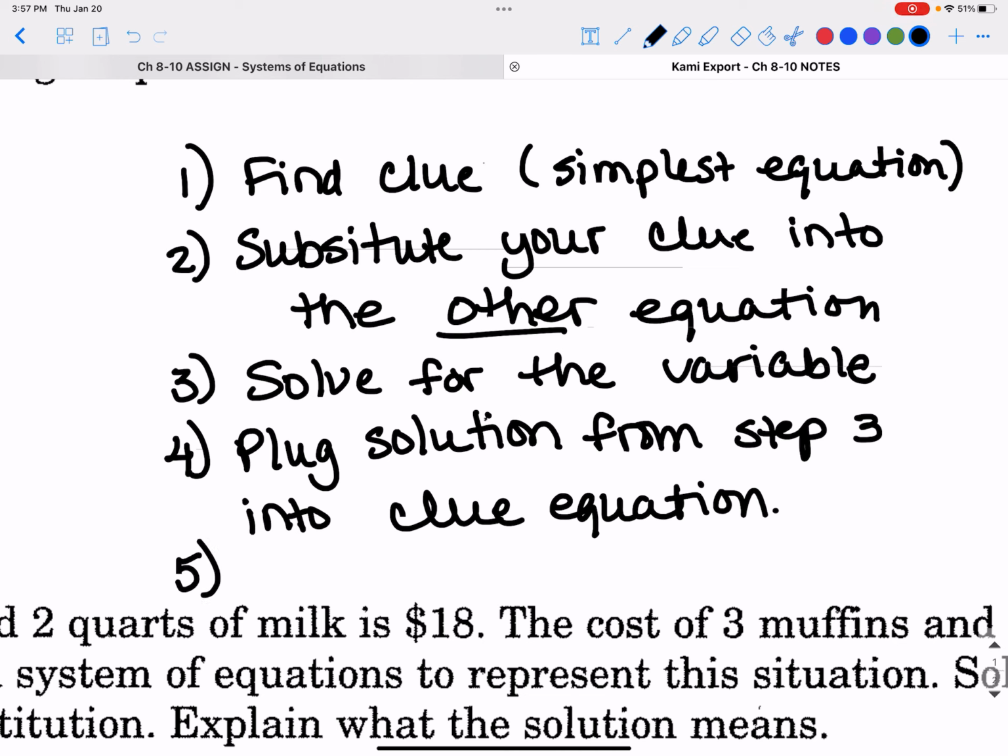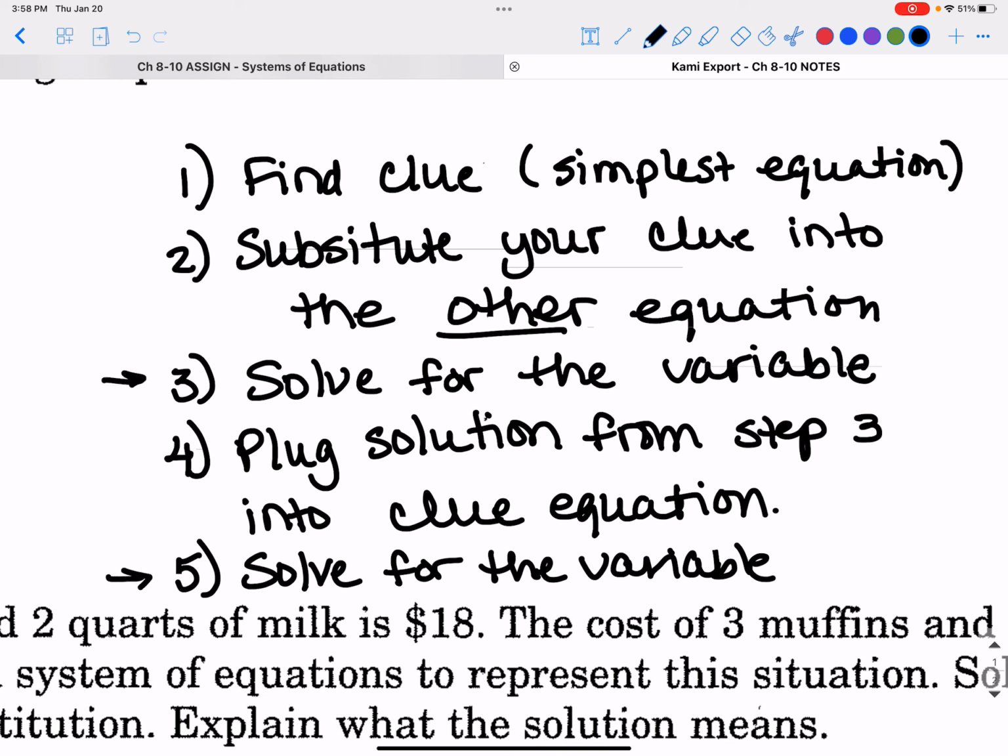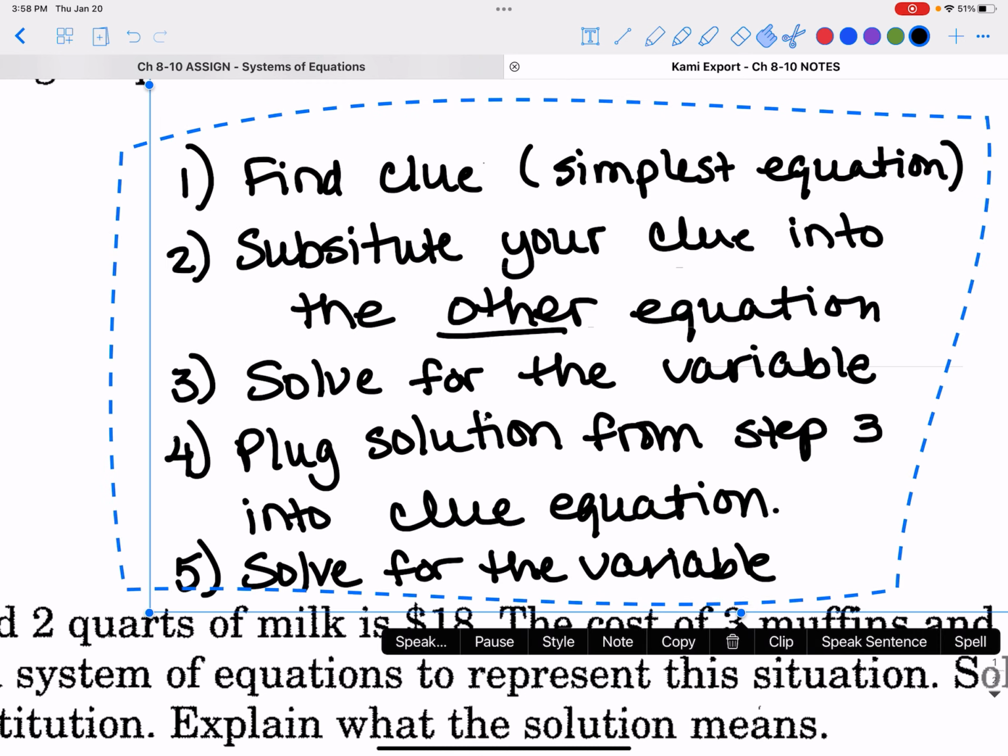Okay. Step 5 is to solve for the variable. And if you solve for x the first time, you'll solve for y in step 5, right? If in step 3 you solve for x, you'll solve for y in step 5. If you solve for y in step 3, you'll solve for x in step 5. So it just depends which one you solve for in step 3, you'll solve for the other one in step 5. And then, let me move this up because there's one more step here.